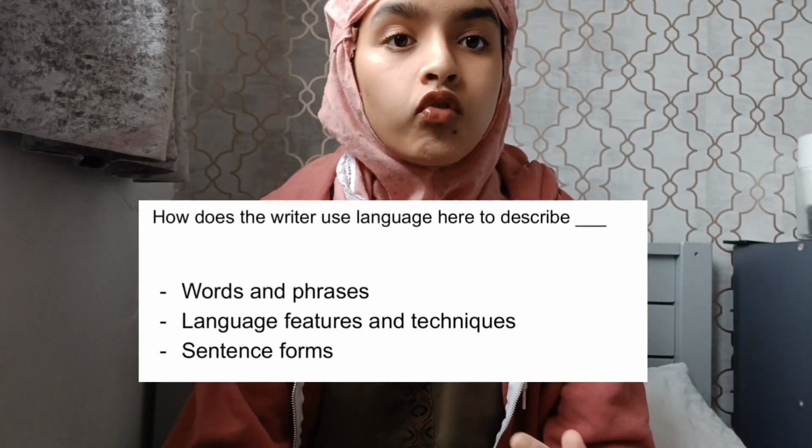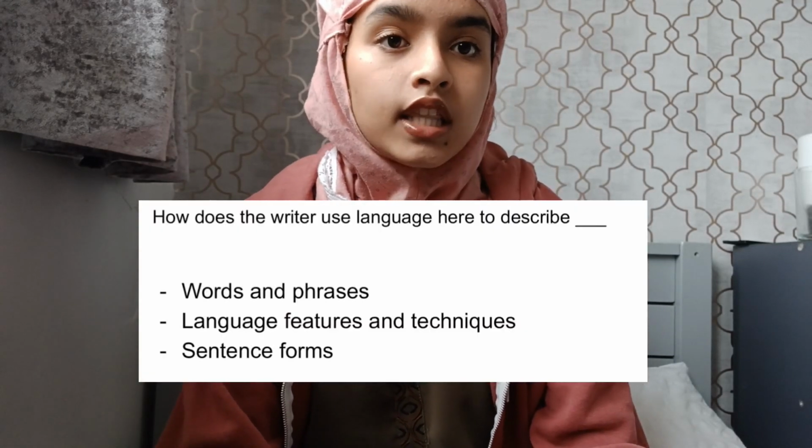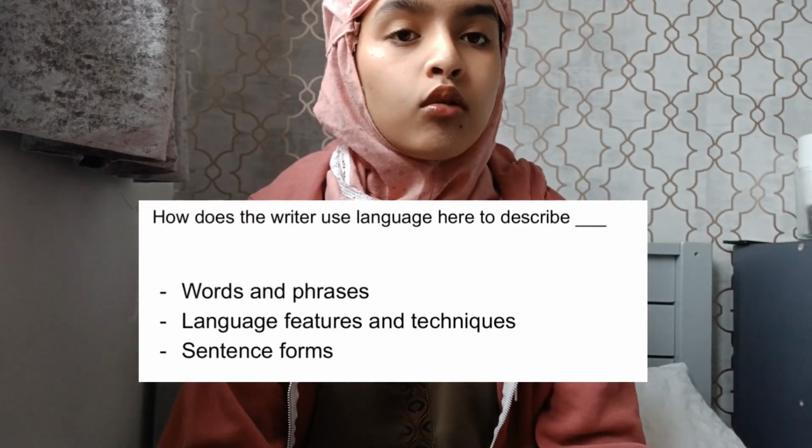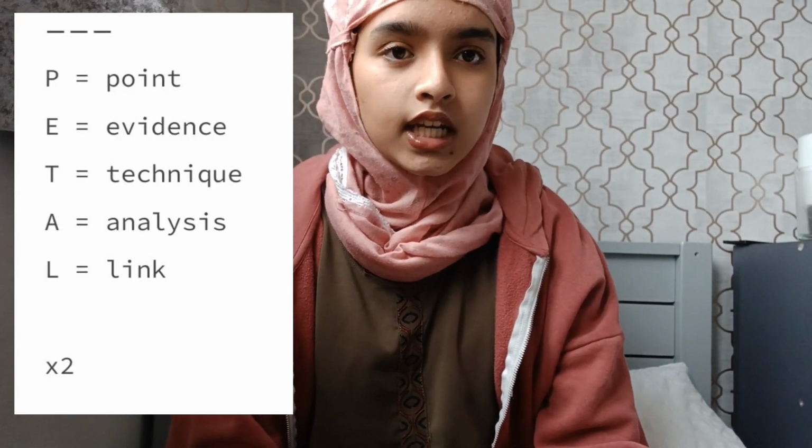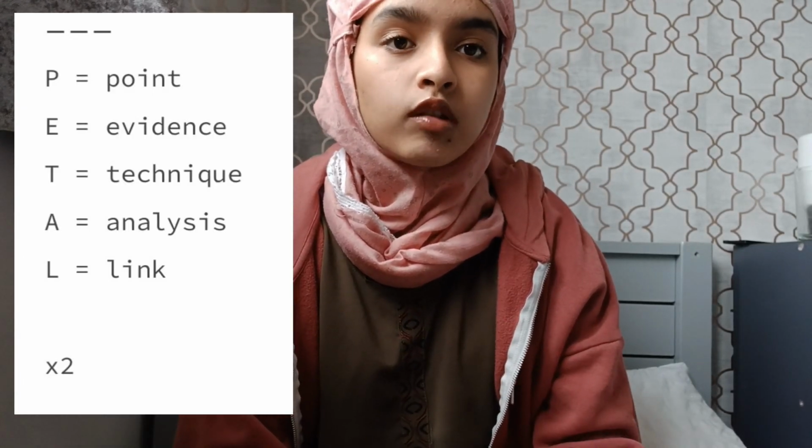Okay, so first let's start with paper 1. So paper 1 question 2, the question focuses on the writer's use of language. So you'd analyze things like the writer's word choices and also language features, and by language features I mean things like similes and metaphors. The structure that I'd recommend you use for that question is PETAL. PETAL stands for point, evidence, technique, analysis, link, and you would do 2 of those paragraphs.